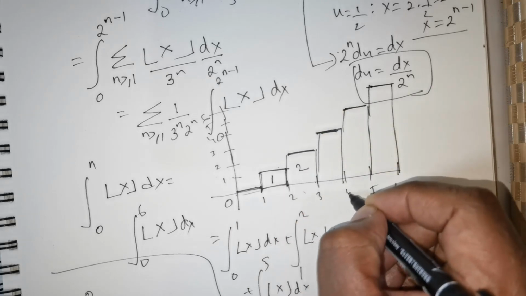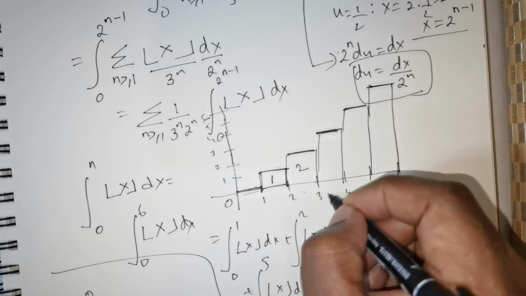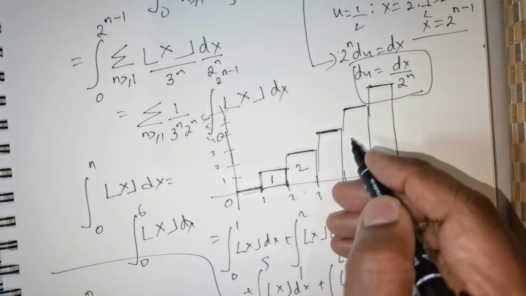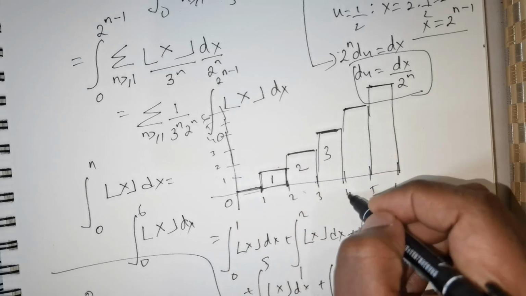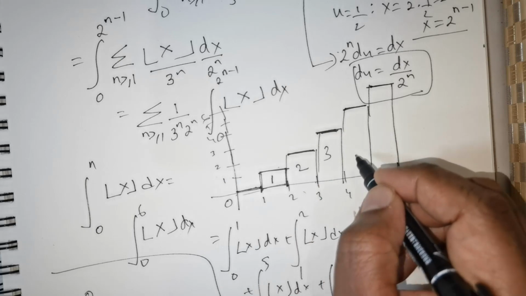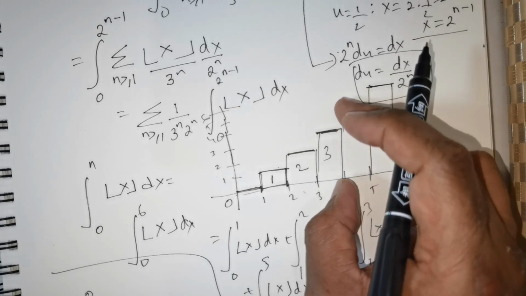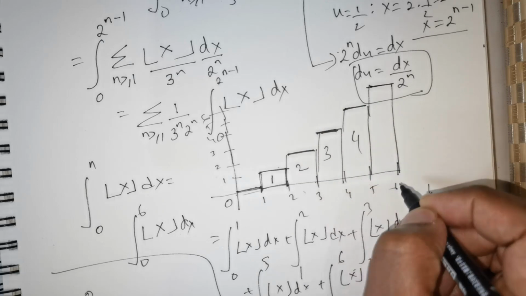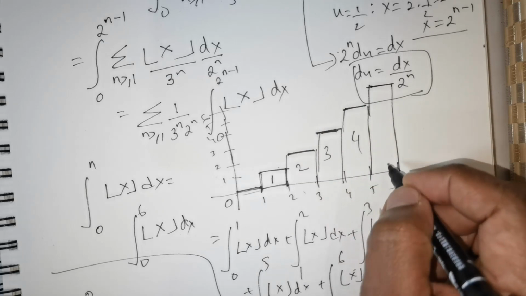And what do you get? 4 minus 3 is 1, and the height is 3. So this area is 3. And 5 minus 4 is 1, and the height is 4. This is 4. 6 minus 5, that's going to be 1.